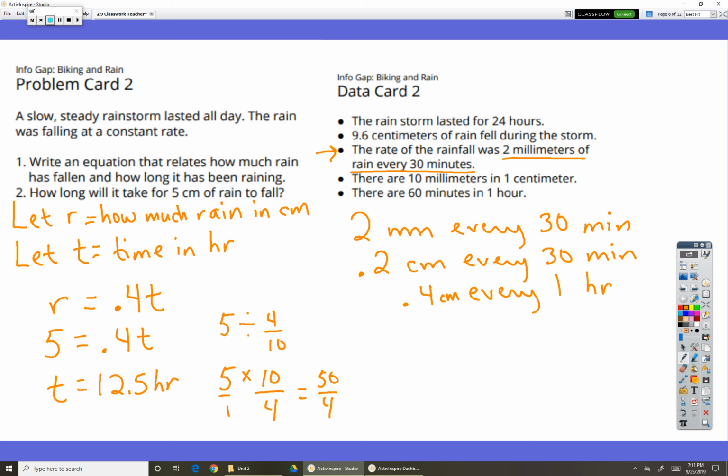Your equation might even have been different depending on how you defined your variables. So maybe you said that T was the time in minutes, and if you did, your equation would be a little different. But the important thing is that you ended up with an answer of 12.5 hours.